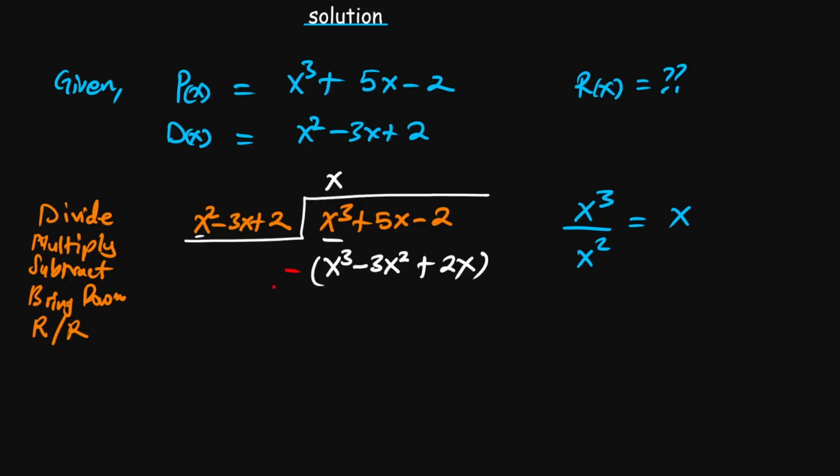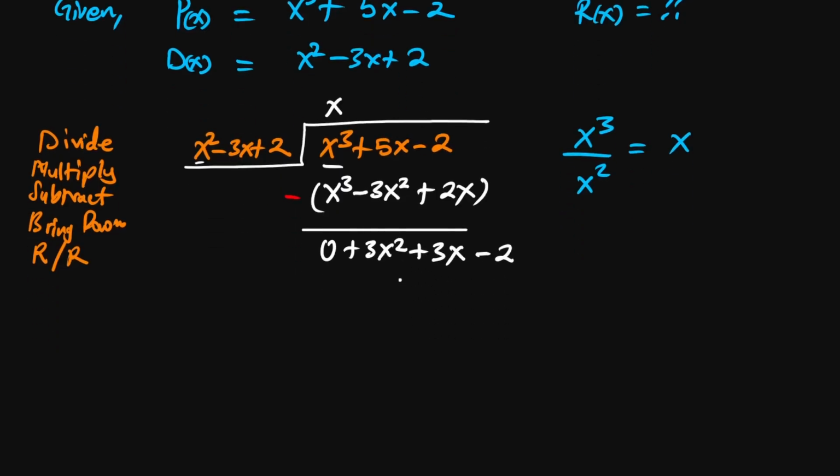Then we proceed to subtraction. This dividend minus this. What do we get? x cubed minus x cubed, we get a 0. And 0, since we don't have a term in x squared in this, minus negative 3x squared, we get positive, this is plus 3x squared. And 5x minus 2x, we get plus 3x. Then also negative 2 minus nothing, which is the term in x to power 0, we get negative 2. We then repeat the process.